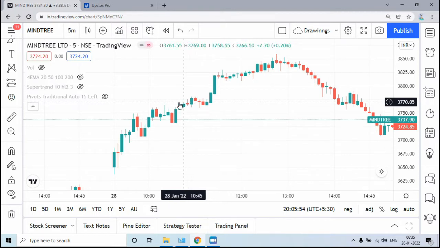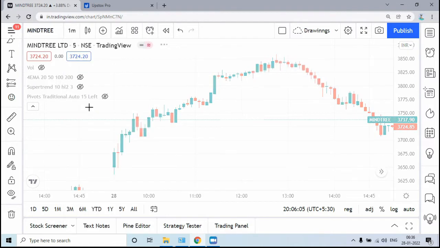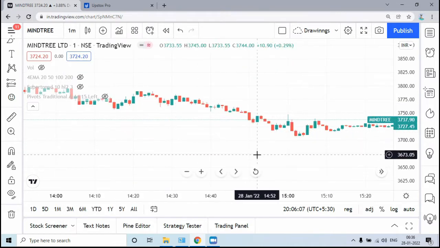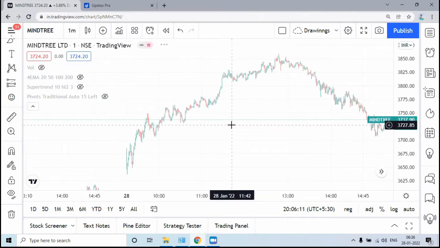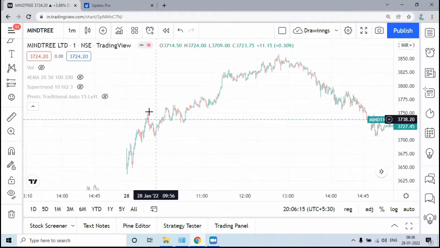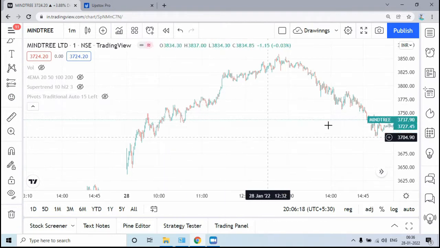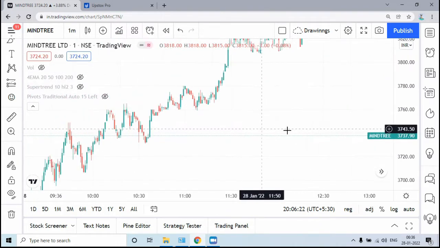So I want to change the time period for better visibility. So I'm going to change the time period from here. So I'm going to change it to 1 minute chart. So you can see that it is well informed and informative from the 1 minute chart. So this is the area that we have shown. So let us zoom it for better visibility.